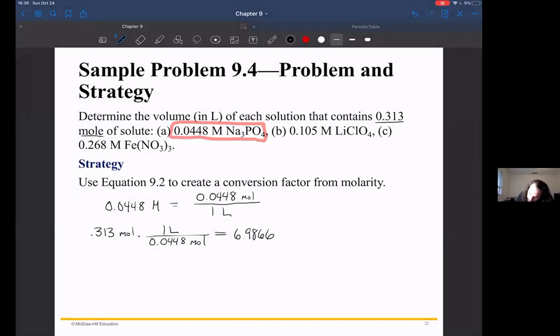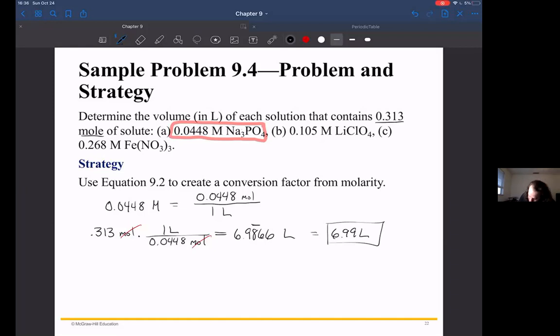My units, moles will cancel out, and so I'm left with liters. And then I have 3 sig figs in this problem. So this would be 6.99 liters. That's how much of that solution I would need to have 0.313 moles of solute. All right, we'll just do the other one.